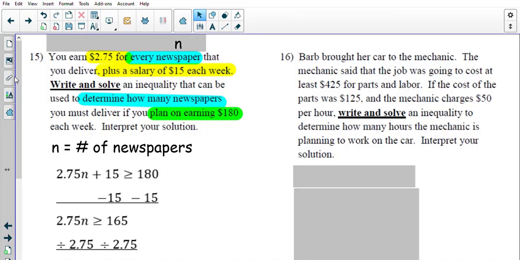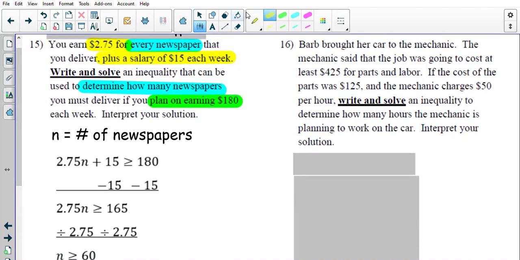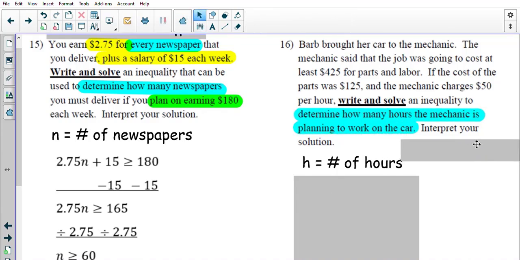Barb brought her car to the mechanic. The mechanic said that the job was going to cost at least $425 for parts and labor. If the cost of the parts was $125 and the mechanic charges $50 per hour, write and solve an inequality to determine how many hours the mechanic is planning to work on the car. Interpret your solution. So first things first, let's identify what we're trying to find. In this case, we want to determine how many hours the mechanic is planning to work on the car. So I represented that with the variable h, so I said h equals number of hours.